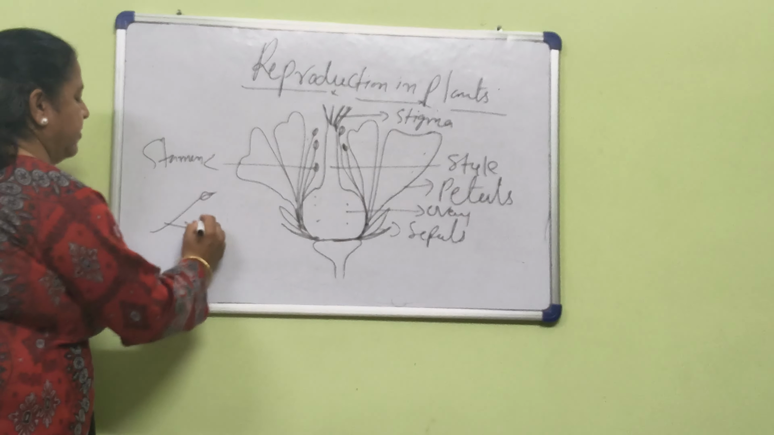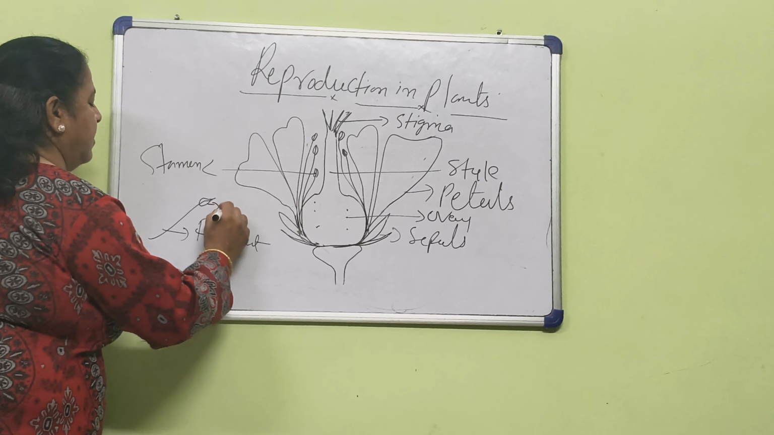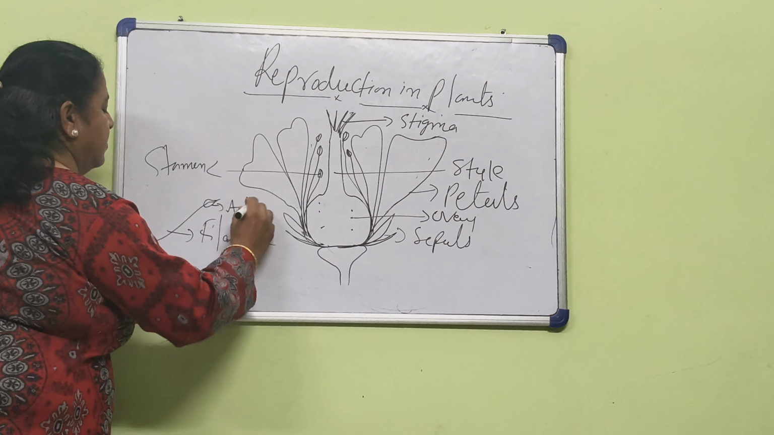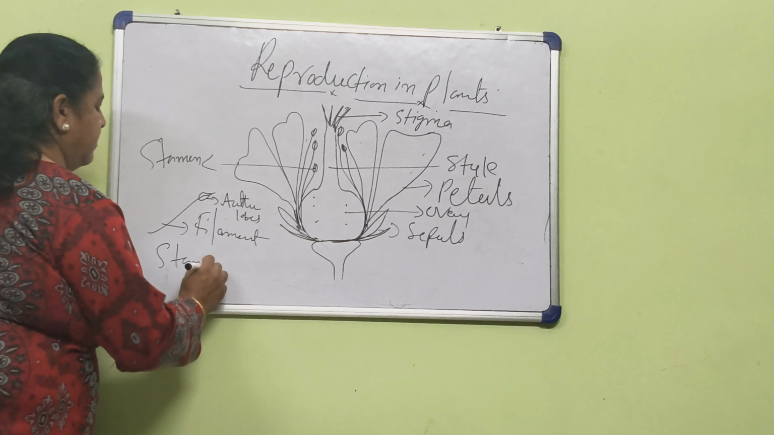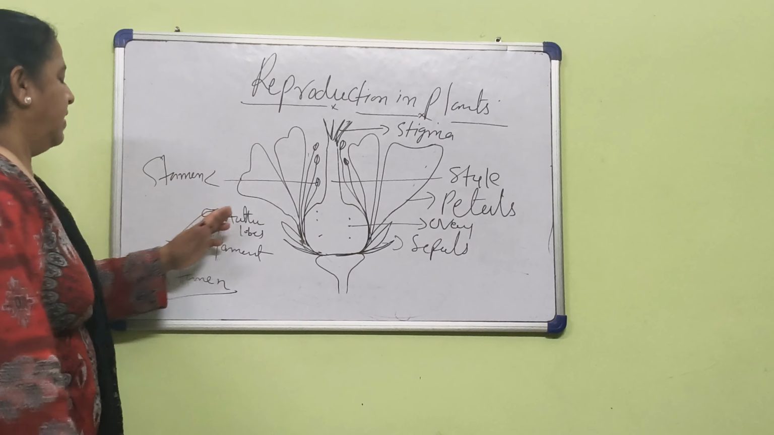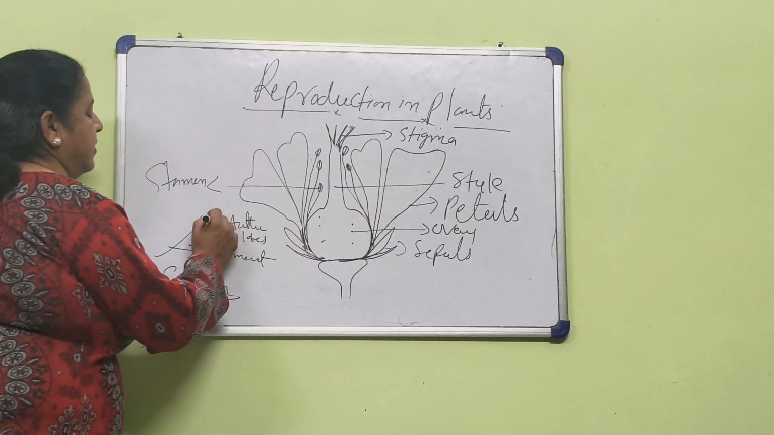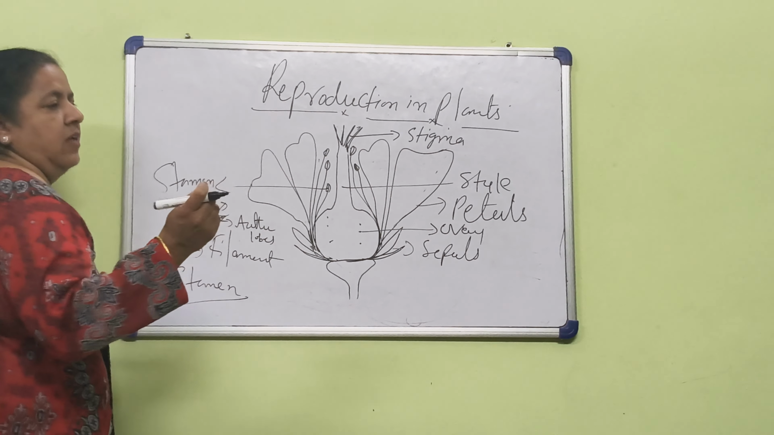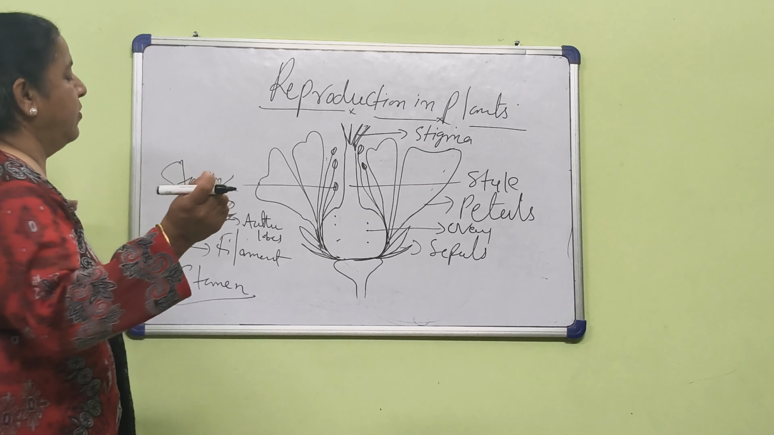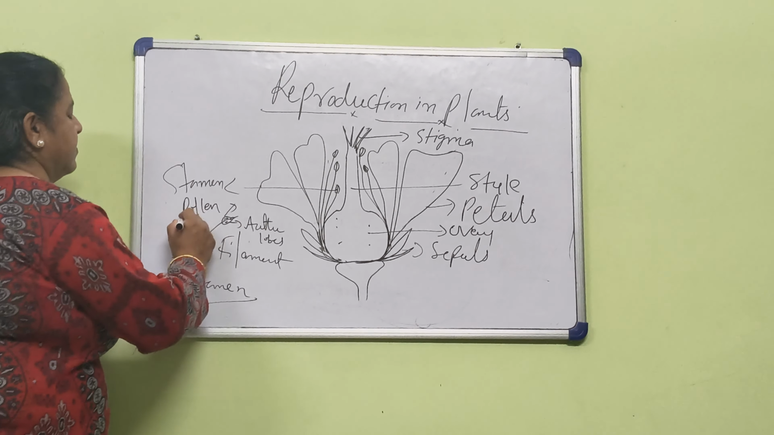This is the filament, and these are anther lobes. The total is known as stamen. It has two subparts, anther lobes and filament. So inside the anther lobes there are pollen grains. You have seen the yellow dusty powder when you crush the flower, those are pollen grains.